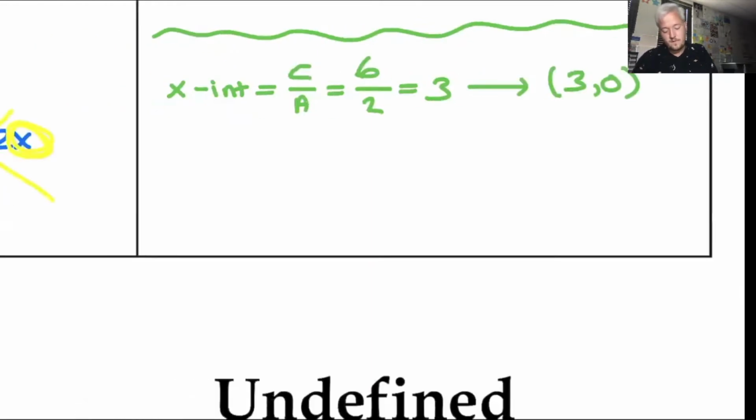So if I write my y-intercept, now I want c over b.